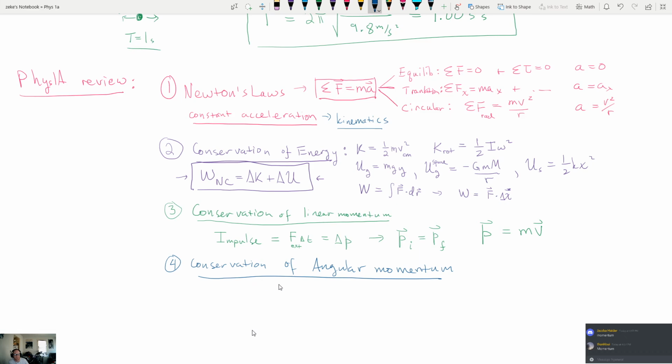So for angular momentum, the idea here is that we have this quantity L, which can be written as either I omega, or it can be written as L equals mvr times the sine of an angle, right? And both of these are useful. And what we know is that in a system, if there are no external torques, so when torque external equals 0, then the initial angular momentum of the system is equal to the final angular momentum of the system.